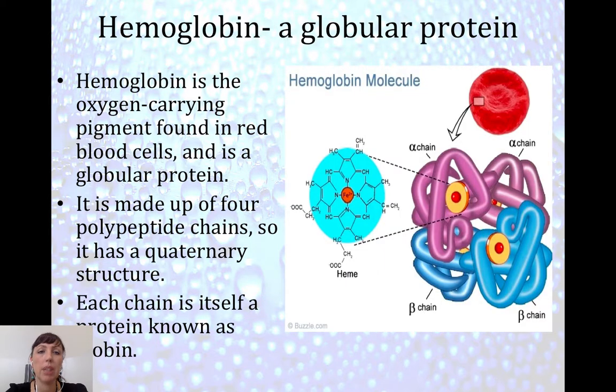Okay, so hemoglobin is an example of a globular protein, and it is the oxygen-carrying pigment found in red blood cells. It is made up of 4 polypeptide chains, so it has a quaternary structure, and each chain is itself a protein known as globin. So as you see here in this model, you see 1 chain, 2 chains, 3 chains, 4 chains. Each chain is a globin, and it's the 4 together in its quaternary structure, which equal a hemoglobin molecule.